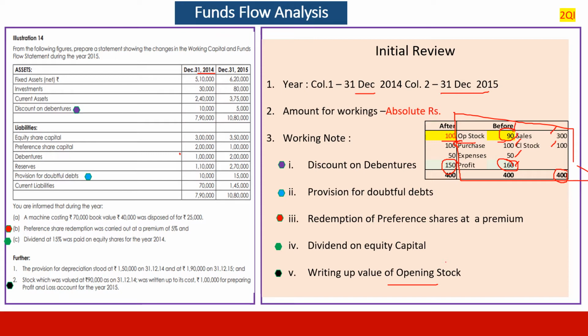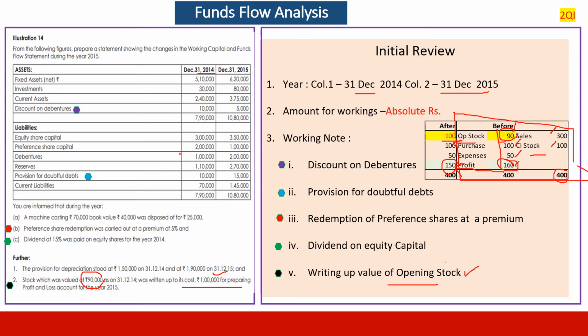We have to pass an entry in this case where stock which was valued at 90,000 is now being taken up at 1 lakh. We are increasing opening stock from 90,000 to 100,000, which will bring down funds from operations or profits. And the entry that we pass has to reduce funds from operations. We cannot pass entries on this side in a profit and loss adjustment account. The entry will come on the credit side so that the funds from operations automatically gets reduced.